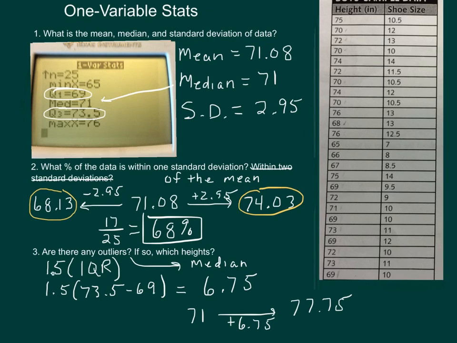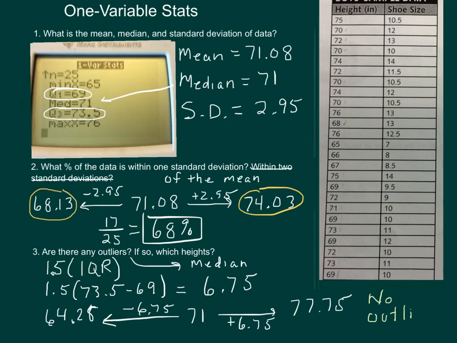Hold on a second, Donnie. Subtract 6.75 to see if there's any outliers on the bottom side. So 71 minus 6.75, 64.25. If there are any on there that are less than 64.25, which I don't think there are, I think 65 is the smallest, that would be an outlier too. So that means there are no outliers because there are no numbers that are outside of that range.